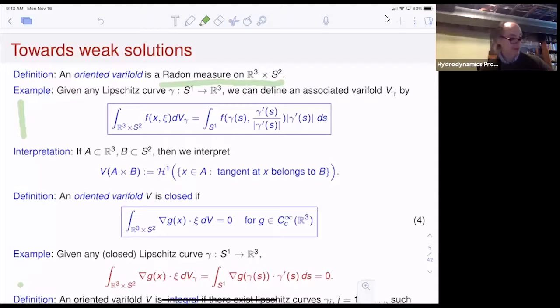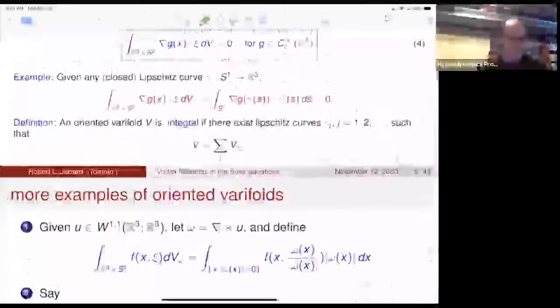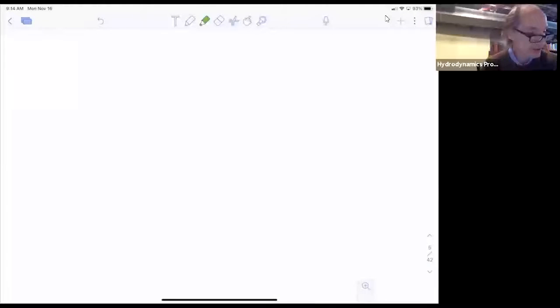The interpretation more generally, and this is literally true in the context of the above example, is that the varifold V, the measure of the set A cross B, for example, is the length of the set of points in A whose tangent belongs to B. I didn't talk about this last time, so let me do it up here. This is easy, but I want to go over it slowly so it sinks in. So here's the definition.